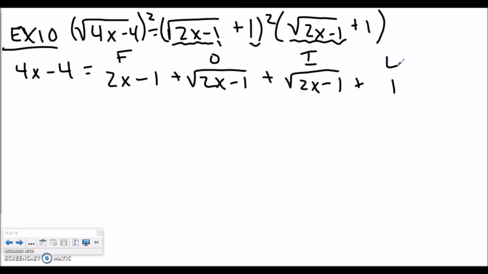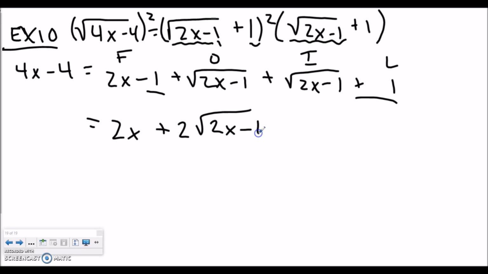Let's simplify this a little bit. I have a minus 1 here and a plus 1 here. Those cancel out. And when I add square root of 2x minus 1 plus square root of 2x minus 1, that's just 2 square roots of 2x minus 1. Left side stays the same, 4x minus 4. Let's keep trying to solve this.